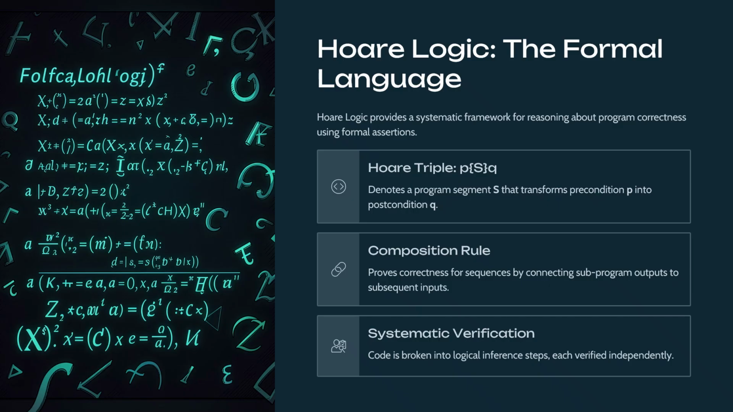Instead of verifying an entire program at once, we divide it into smaller logical components. Each component is verified independently. This systematic approach makes it possible to prove the correctness of very large software systems.